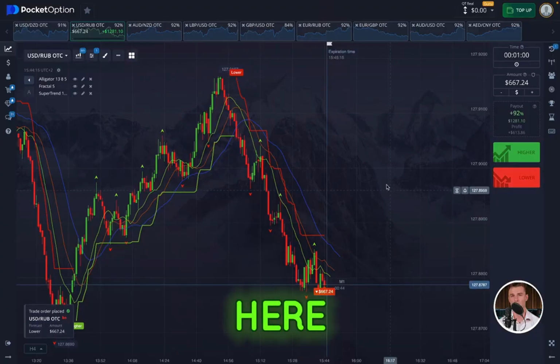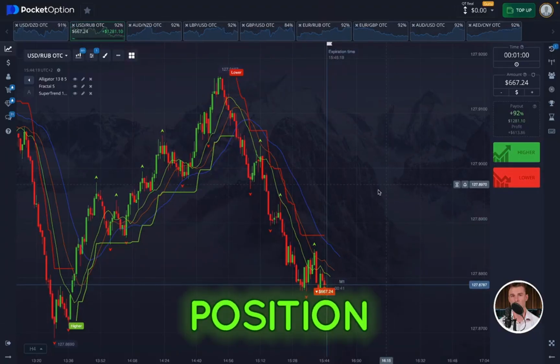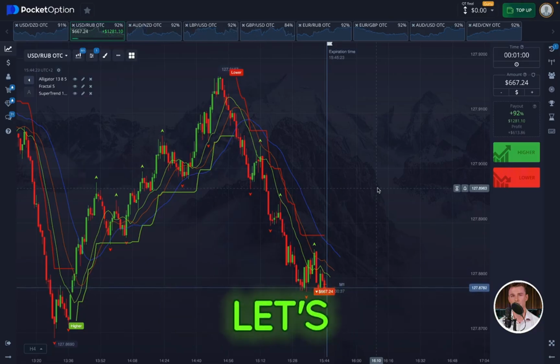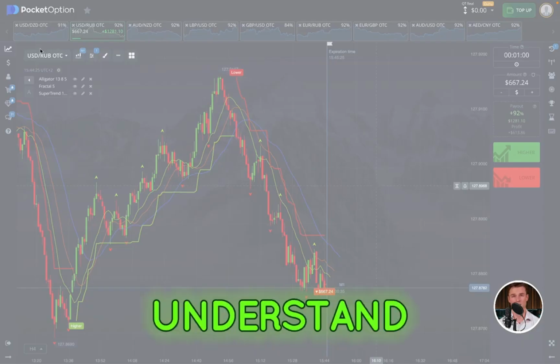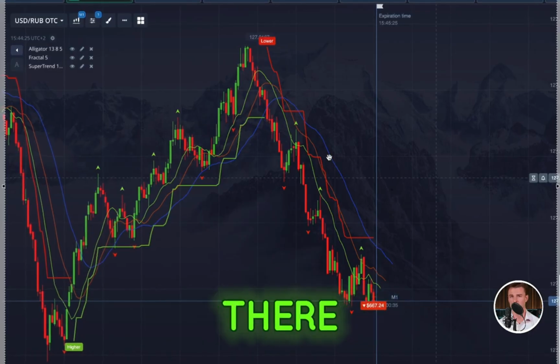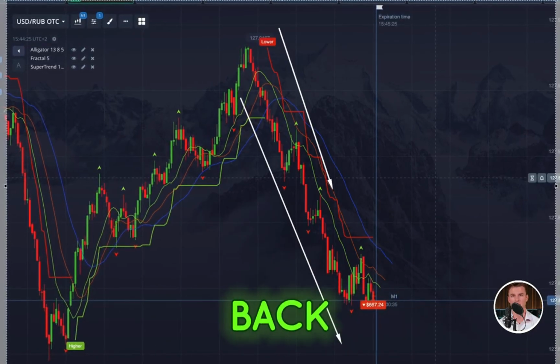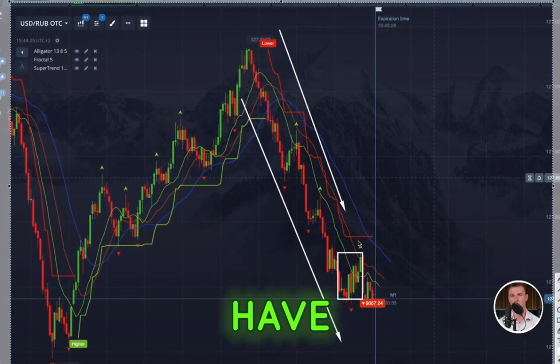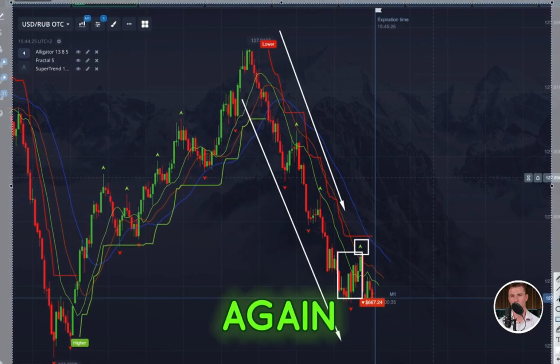And here, 100% position will be opened on the downside. Quite a good entry point. Let's highlight the working area. In general, we understand that yes, we have a trend now, has a downward movement. There was a good pullback, a structural high has been formed, and then we have a downward trend again.